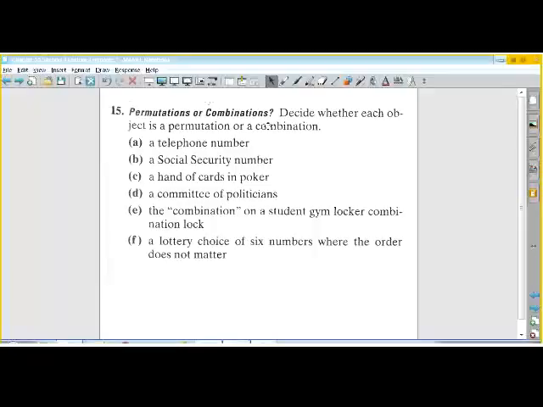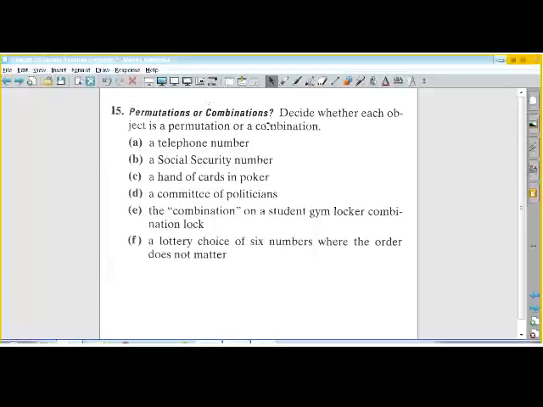So a hand of poker would be a combination problem. A committee, well, that one's obvious. Anytime you see committee, it's a combination. So they use this as an example: just because they use the word combination doesn't mean it's a combination, because they have different meanings. So the combination of a student's gym lock, or combination lock, obviously there the order is important in terms of the numbers. And so because the order is important, this would be a permutation.